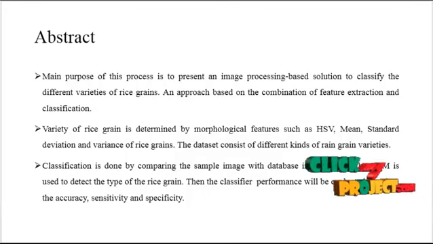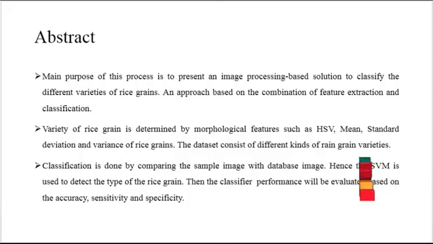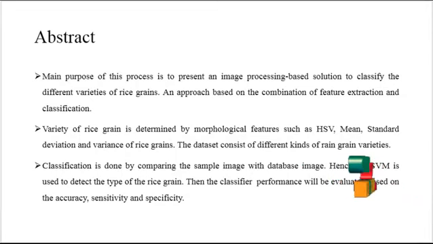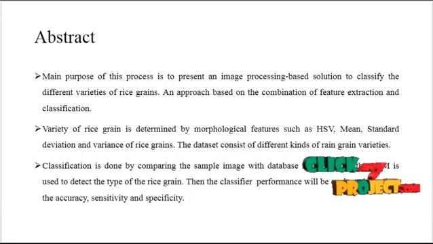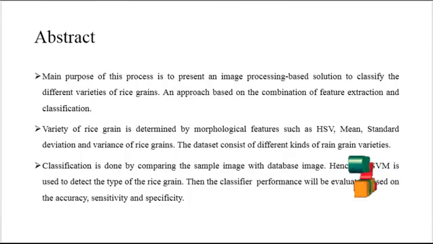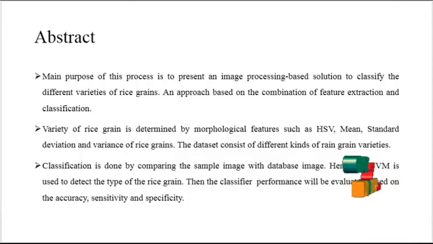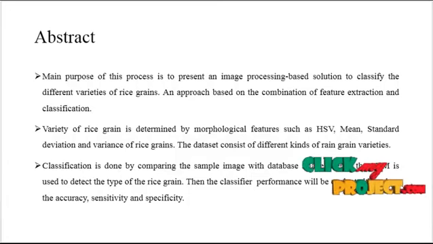In the feature extraction, the different kinds of features of the rice grains will be extracted. After the feature extraction, we do the classification to classify the type, that is the variety, of the rice grains. Then the performance, we have already discussed: accuracy, sensitivity and specificity. Based on these parameters we can justify whether our process is efficient or not.